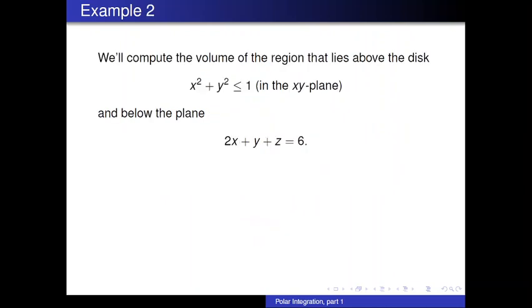Okay, let's do one more. So this one asks us to compute the volume of the region that lies above the disk x squared plus y squared is less than or equal to 1 in the xy plane, and below the plane 2x plus y plus z equals 6. So this is a region in space.